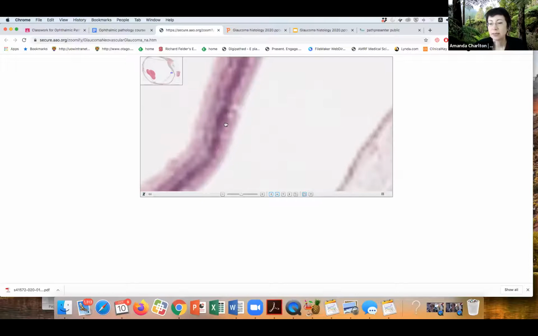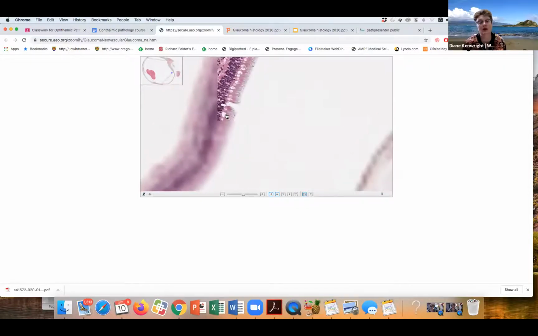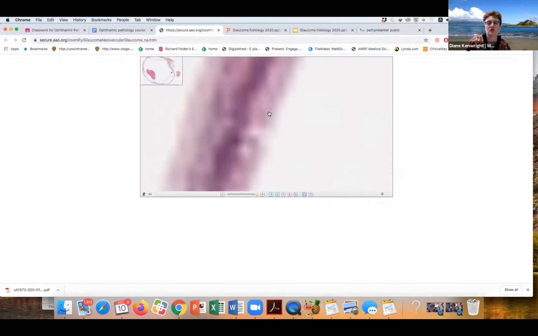So was there inner retinal atrophy? Yes, so there was lots and lots of loss of ganglion cells.